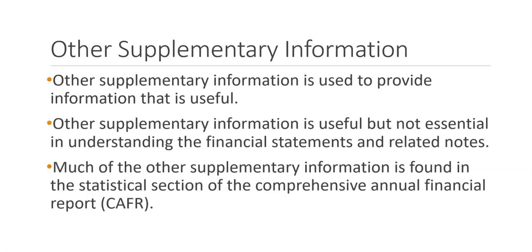Okay. And then other supplementary information, useful, but it's not essential to the understanding of the financial statements. A lot of it is found in the statistical section, such as demographics of the government, how many people live there, what their ages are, what their income is, how much houses cost in the area. Those kinds of things can be included in the statistical section.